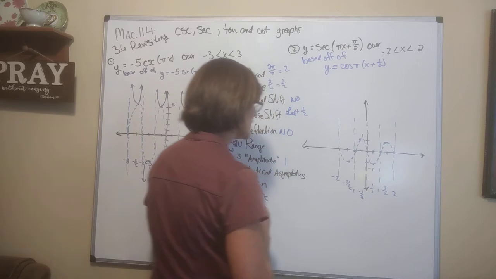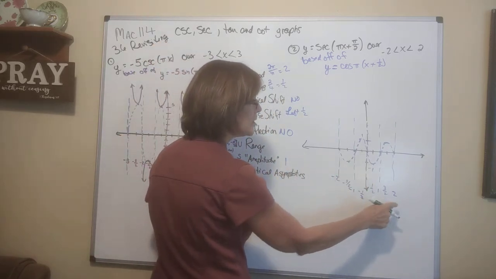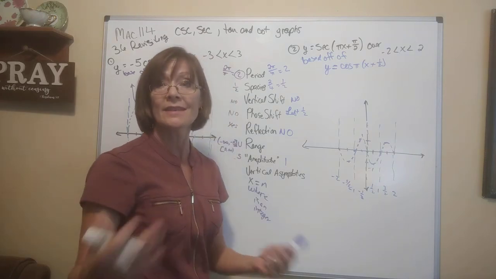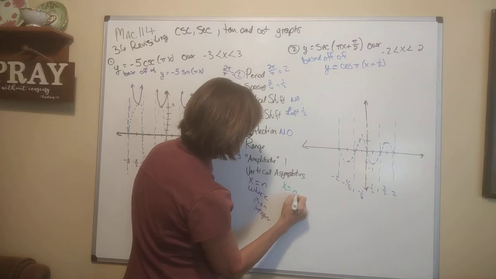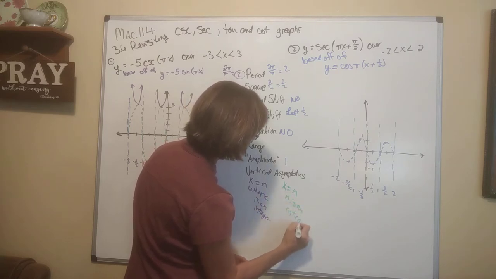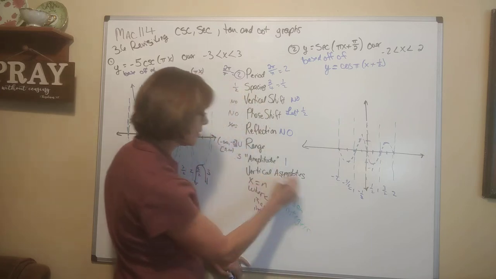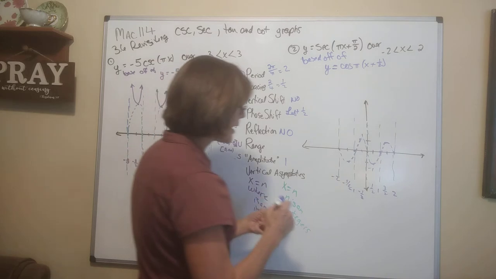Here, those are all the vertical asymptotes. So let's write that down. Where are they hitting? -2, -1, 0, 1, and 2. They're still hitting at the integer. So we can write it this way: when x is n and n is an integer, those are the equations of the vertical asymptotes. That's where they occur.